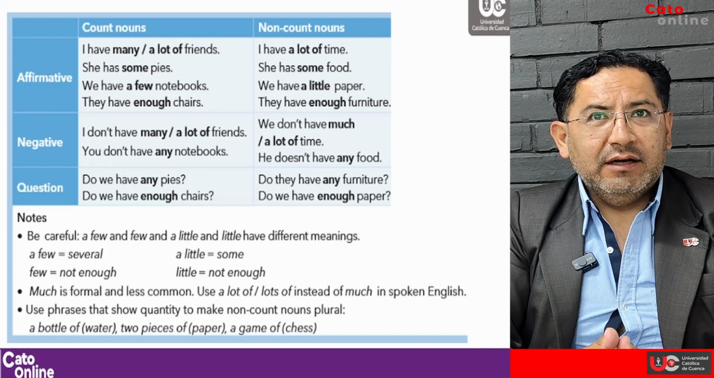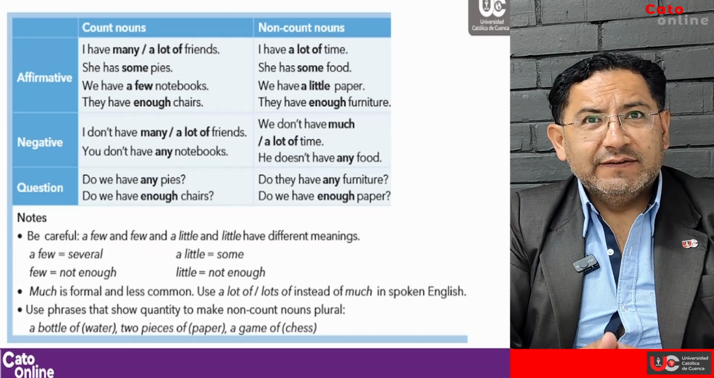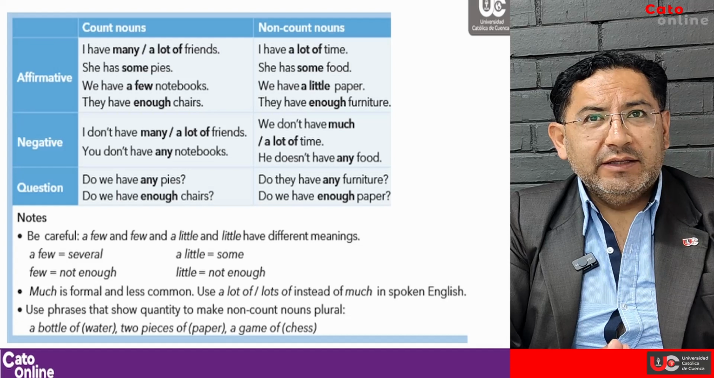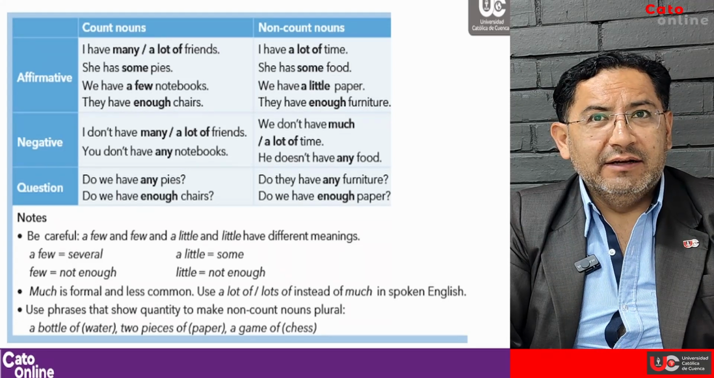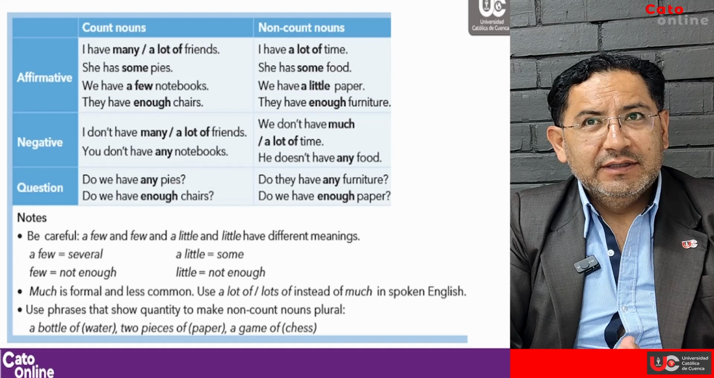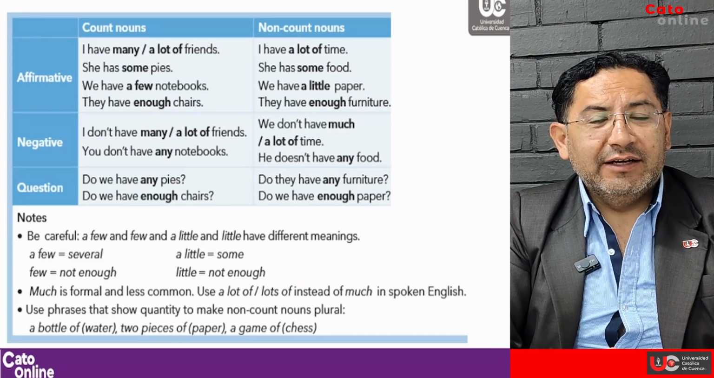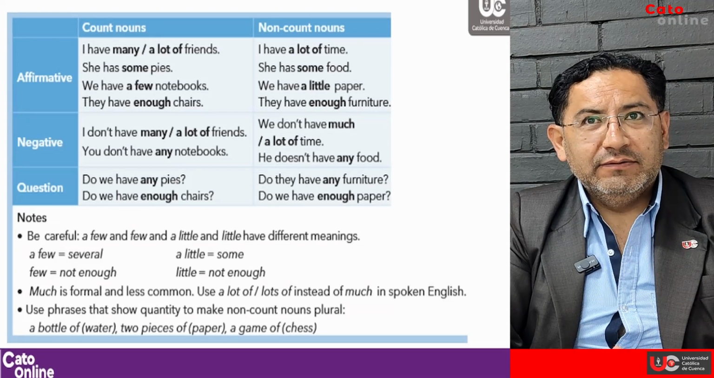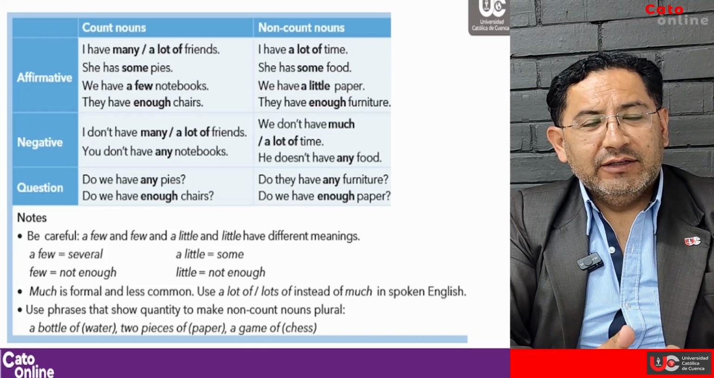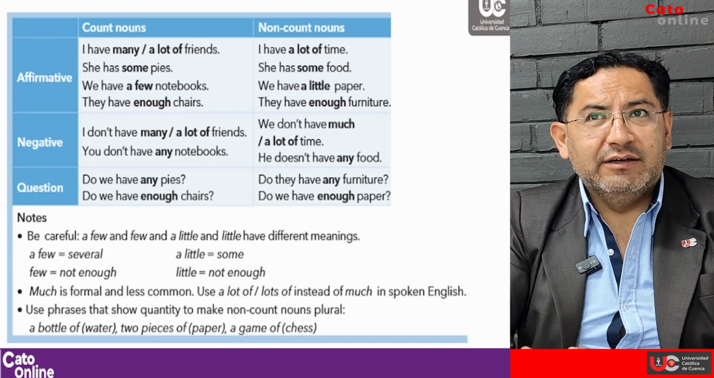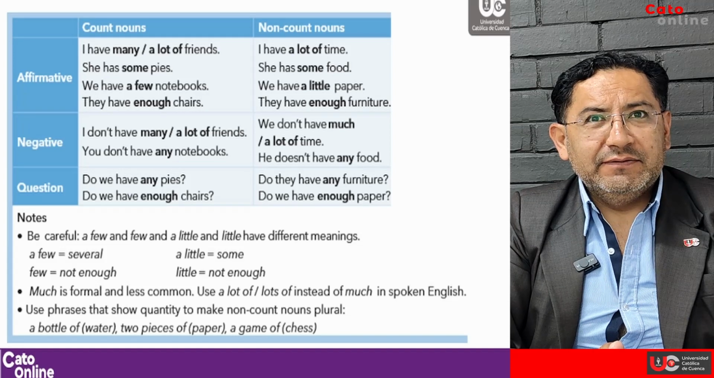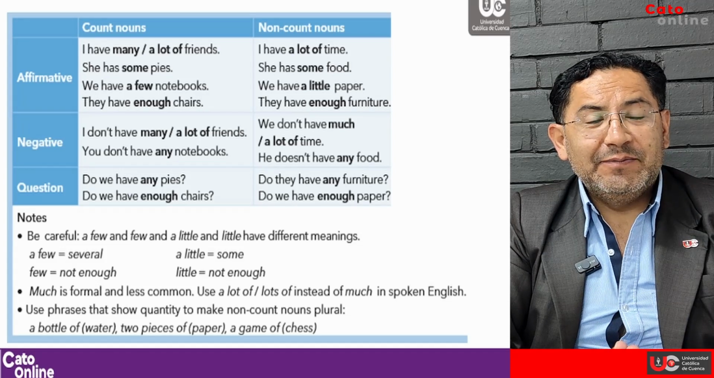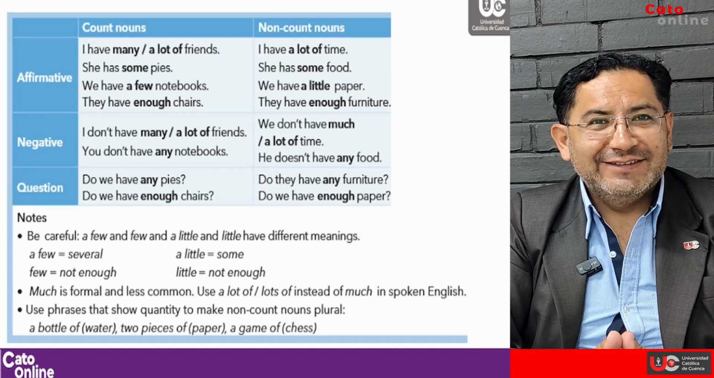Okay, first of all, in order to talk about food, we need to remember what a countable and uncountable noun is. Count nouns, for example: I have many friends, I have a lot of friends. Non-count nouns: I have a lot of time. We use a lot of in this case. We can use a lot of with count nouns and non-count nouns. Now we have: she has some pies. She has some food.